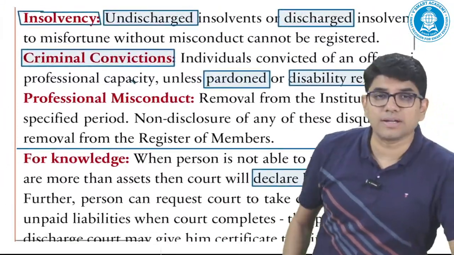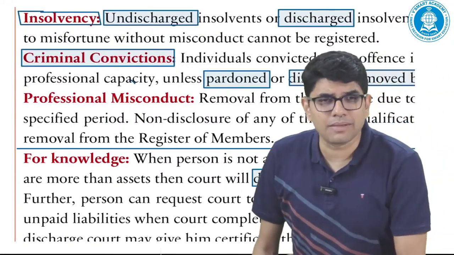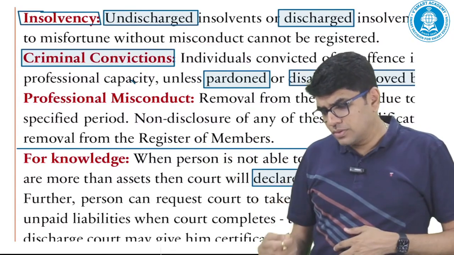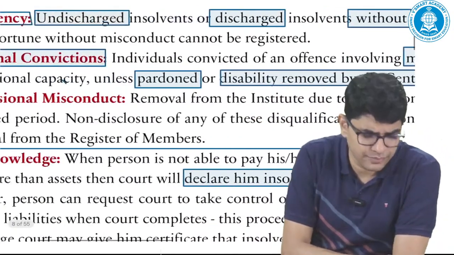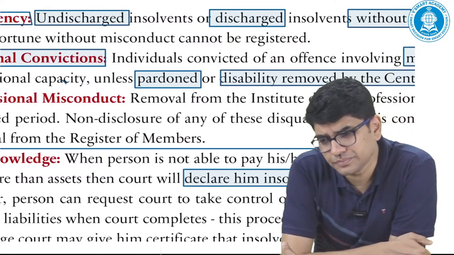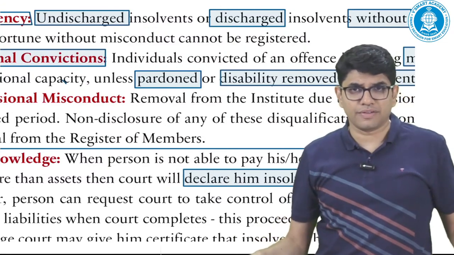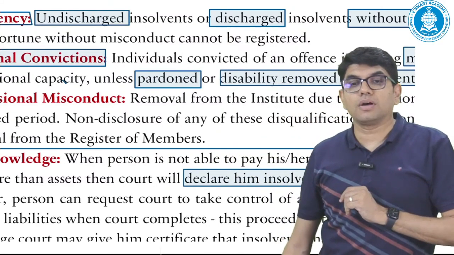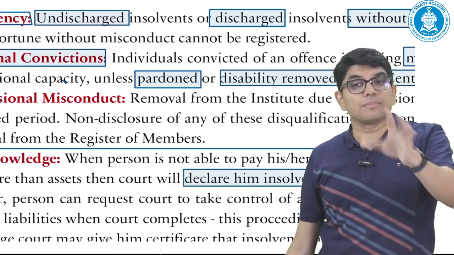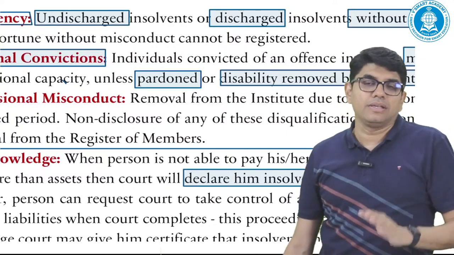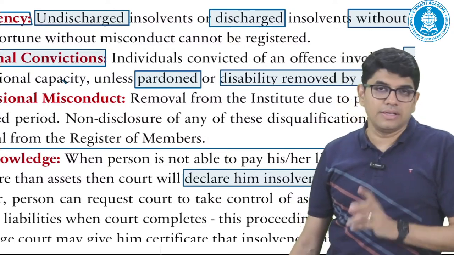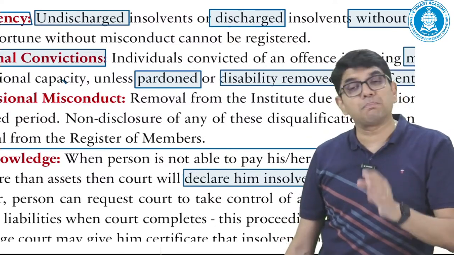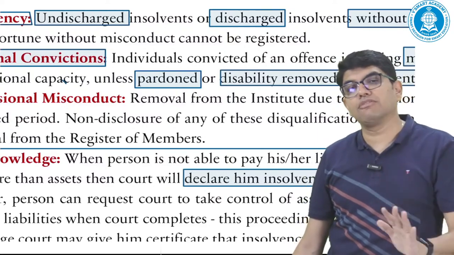Okay, so if a chartered accountant is convicted for a crime involving moral turpitude, as I said, killing someone, selling drugs, terrorism, anti-national things, then that person will be disqualified. But if he is pardoned, so the victim pardons him. The victim says, okay, whatever has happened has happened. He has suffered enough. He has done good things. And we are legally pardoning him for all his crimes. If people pardon him, he is saved. Again, he will be qualified.